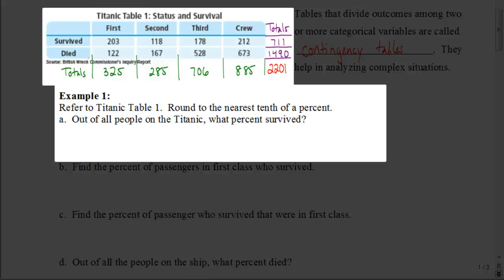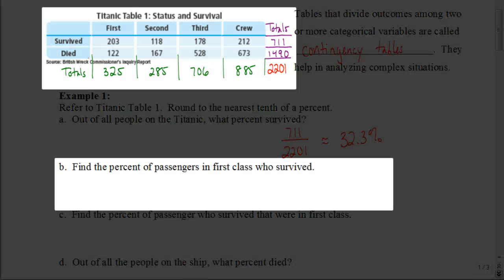So the first question again is asking, out of all people on the Titanic, what percent survived? We can see there's a total of 2,201 people on the Titanic. Out of all those, there were 711 that survived between the first class, second class, third class, and the crew members. So that would be 711 out of the 2,201. Now it's asking for a percent, so we divide this out to get a decimal, about 0.323 on your calculator. If we round that to the nearest tenth of a percent, 32.3% of all the people on the Titanic survived.